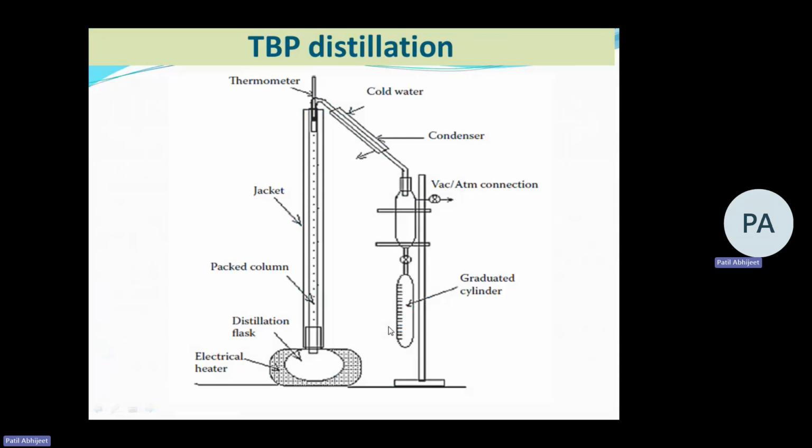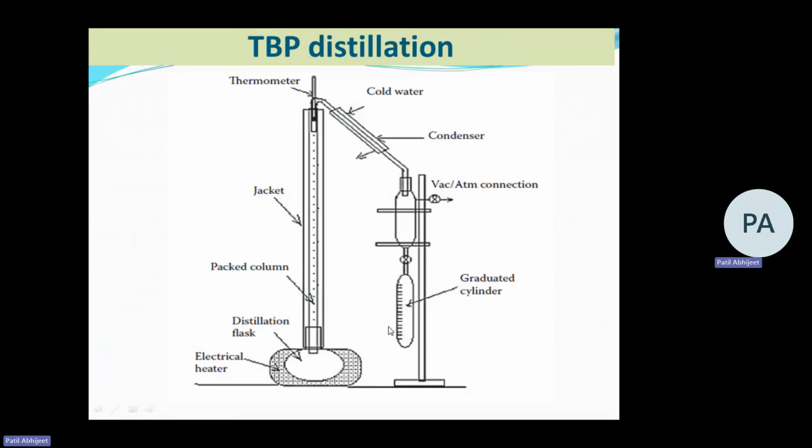You can see this is a TBP distillation setup. What does it consist of? It consists of a packed column, surrounded by a jacket, and attached to a three-way flask, which we call the distillation flask. That three-way flask is surrounded by electrical heating, so we can vaporize the liquid, and the separation is caused by the difference in their boiling points. At the top, a thermometer is also attached.